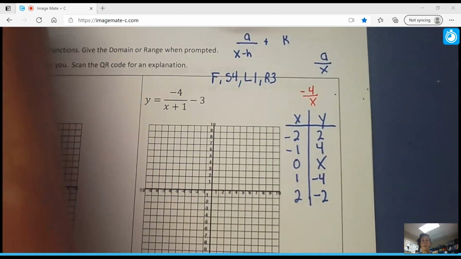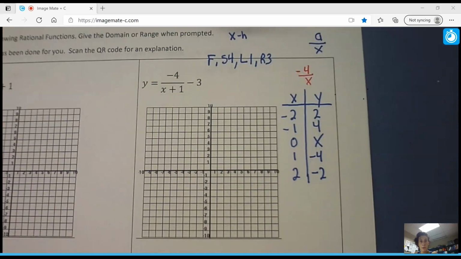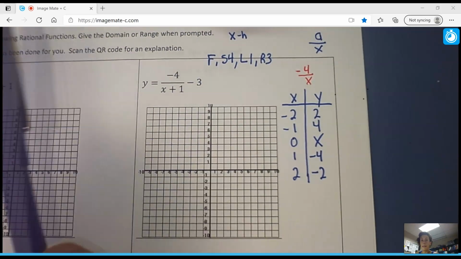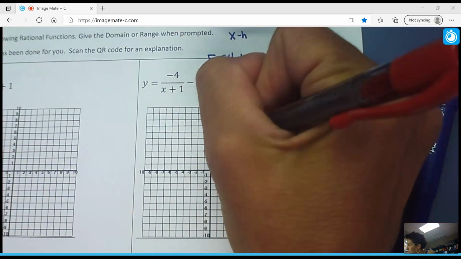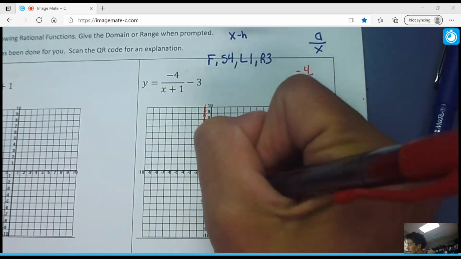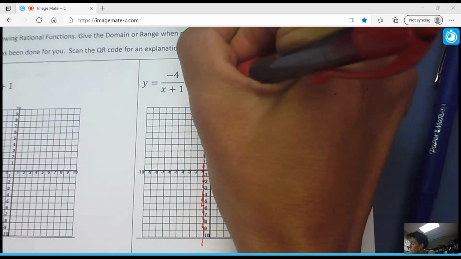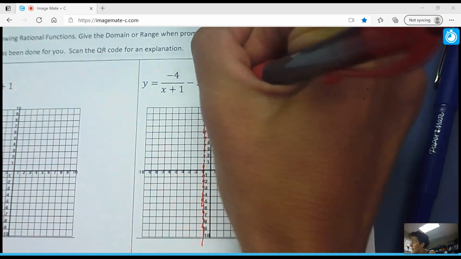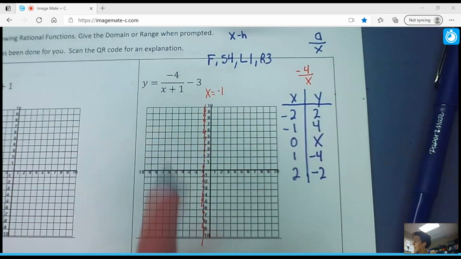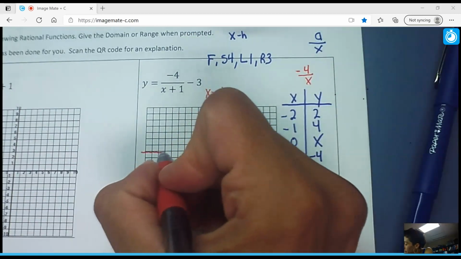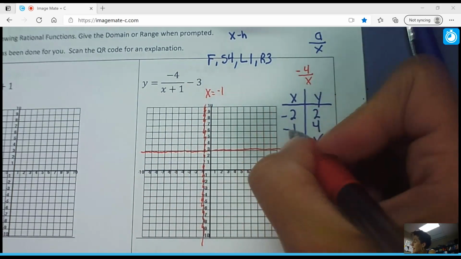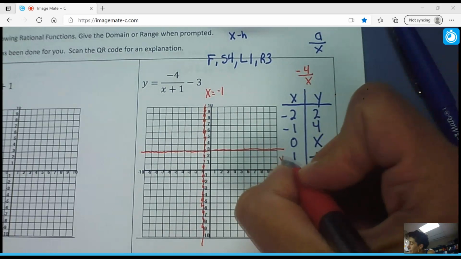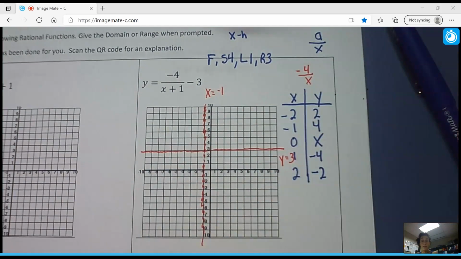Before I graph those, I'm going to go ahead and take my walls and shift those first. So this wall is affected by a left 1. And for the sake of labeling things, this vertical asymptote has an equation of x equals -1. And then my horizontal asymptote will be moving up 3. And for labeling purposes, this asymptote has an equation of y equals 3. And now I'm going to graph my points.